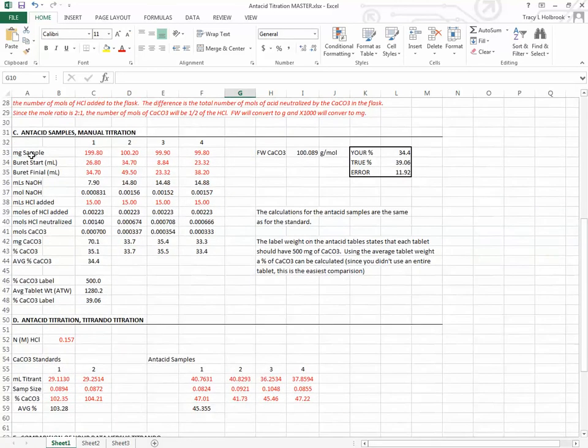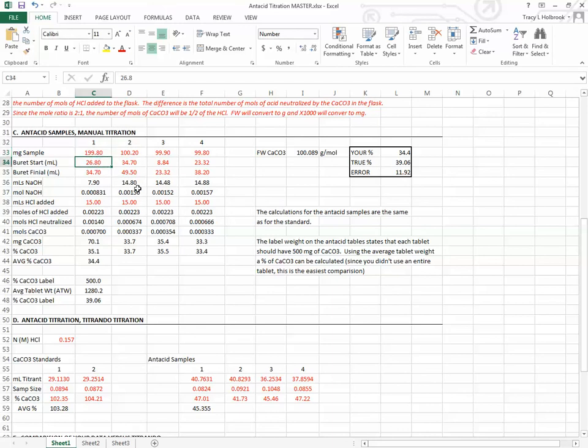Part C is the antacid samples. This is a manual titration. So they did 4 rounds, not 3. The milligrams of antacid that I weighed out go in those lines. They're all around kind of the same amount, give or take a little bit. This one looked a little bit more. That's okay.